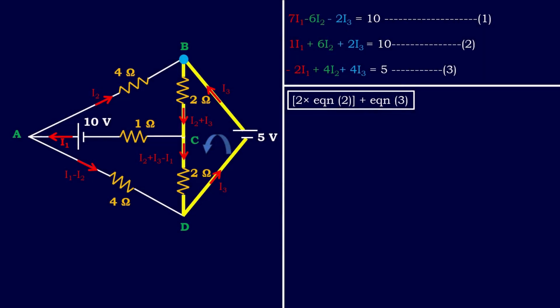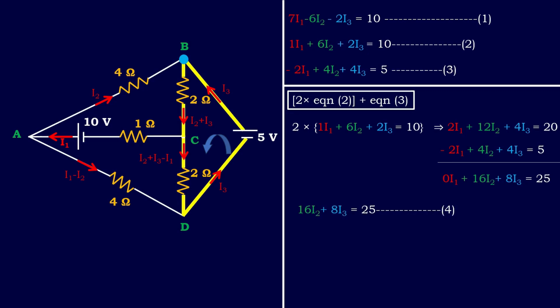We will now solve these 3 equations. First, multiply equation 2 by 2 and add it to equation 3. After simplifying, we obtain equation 4. Please go through the equation shown on the screen.